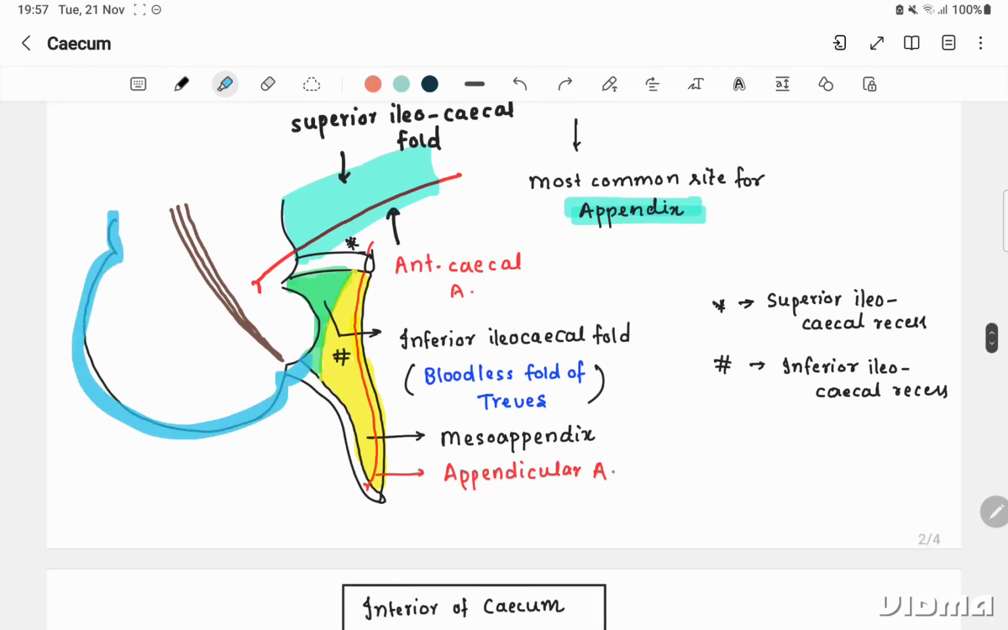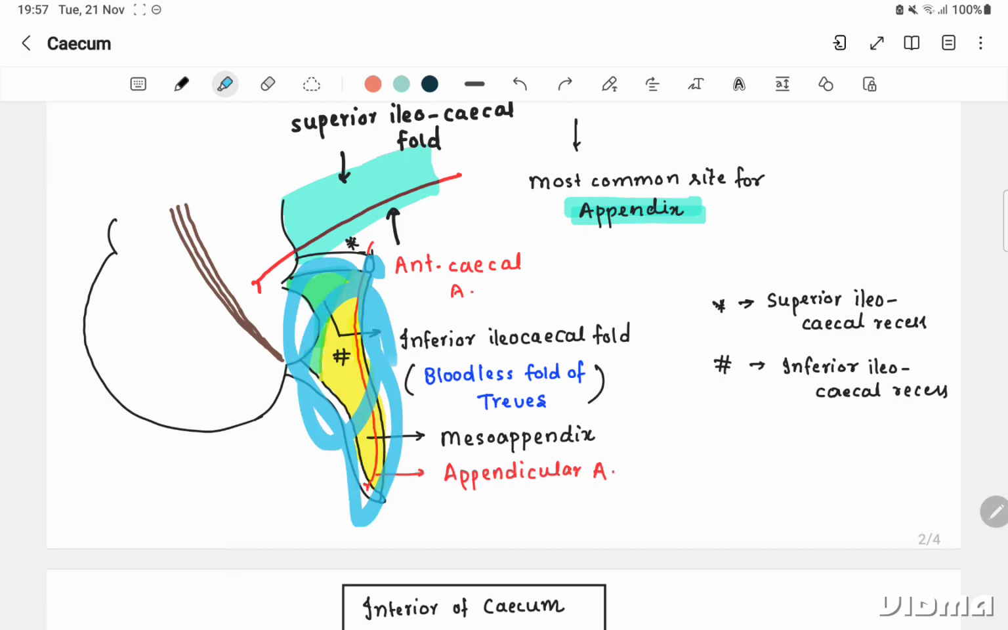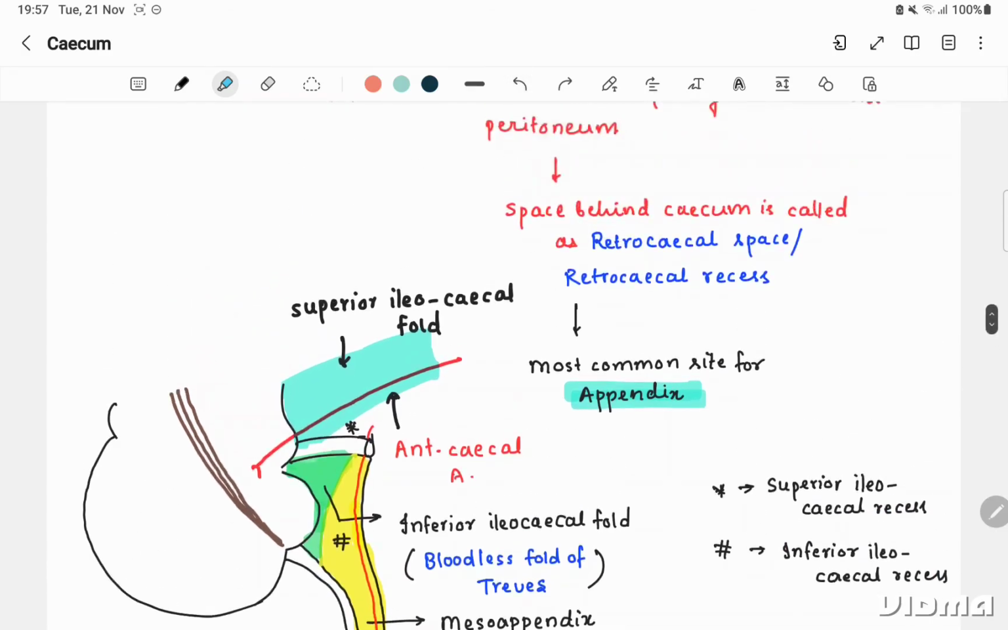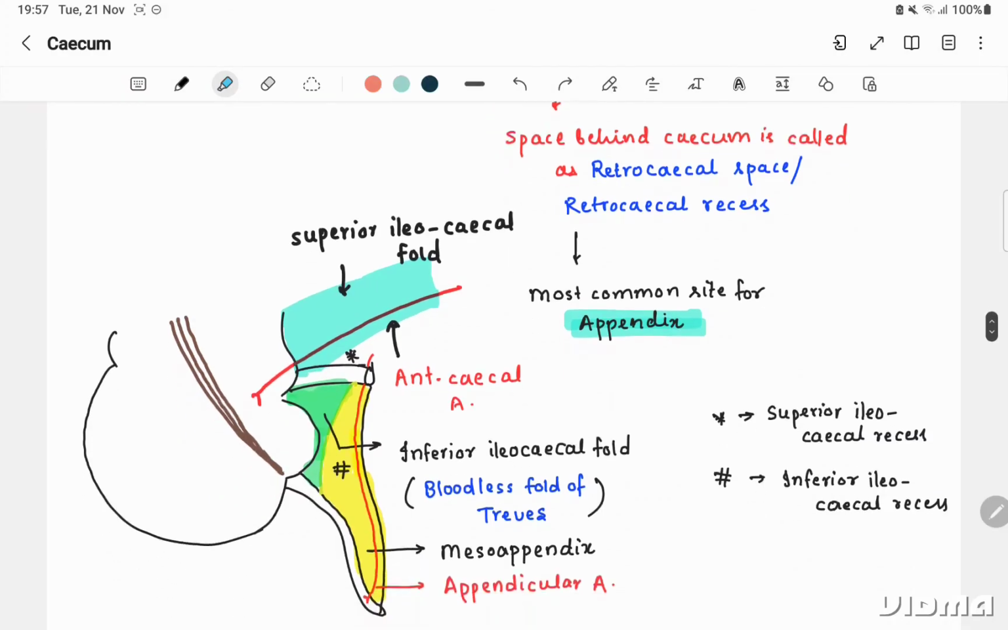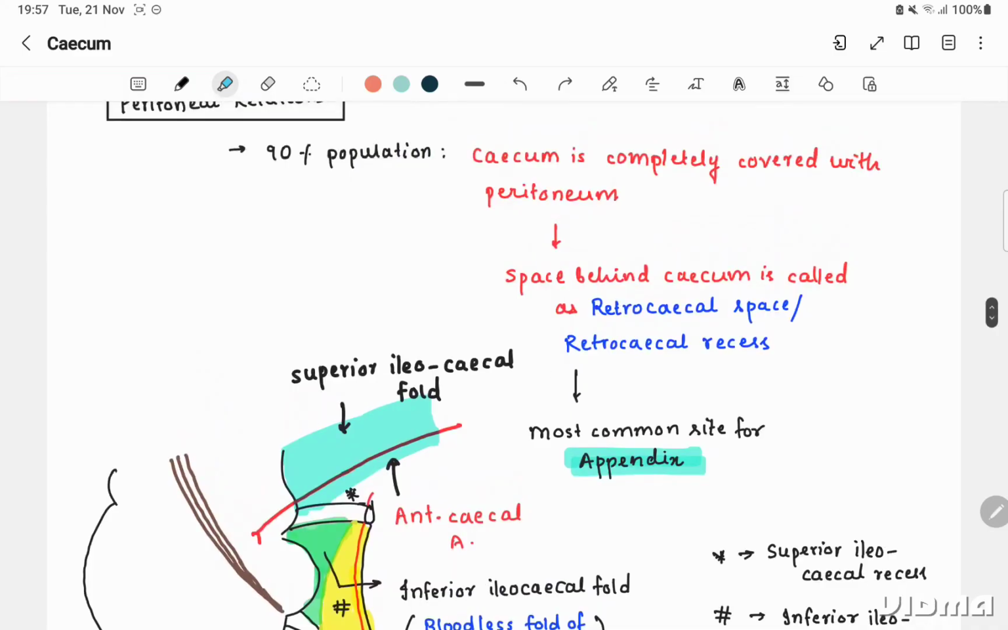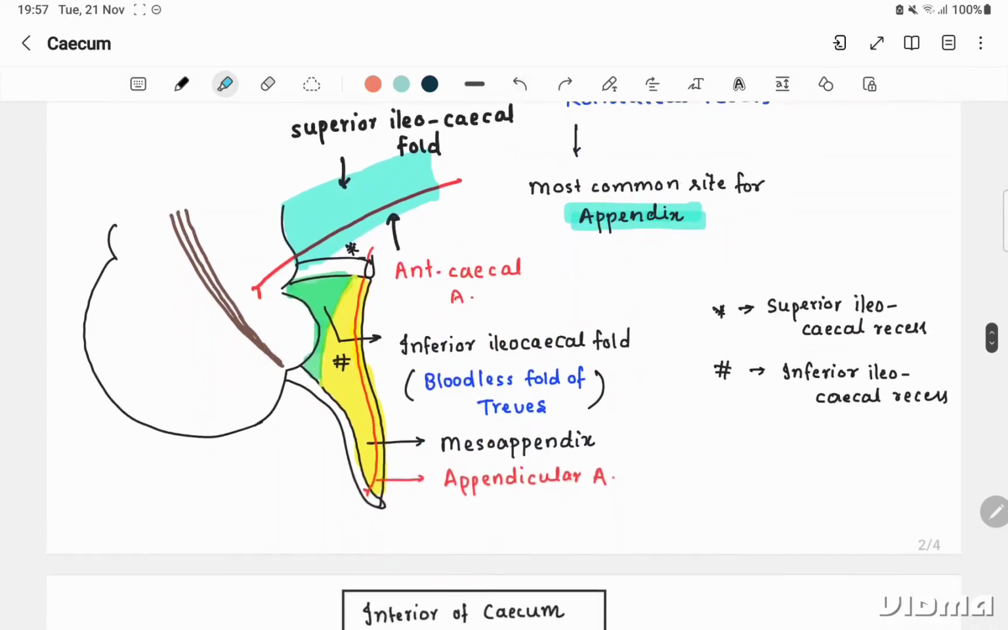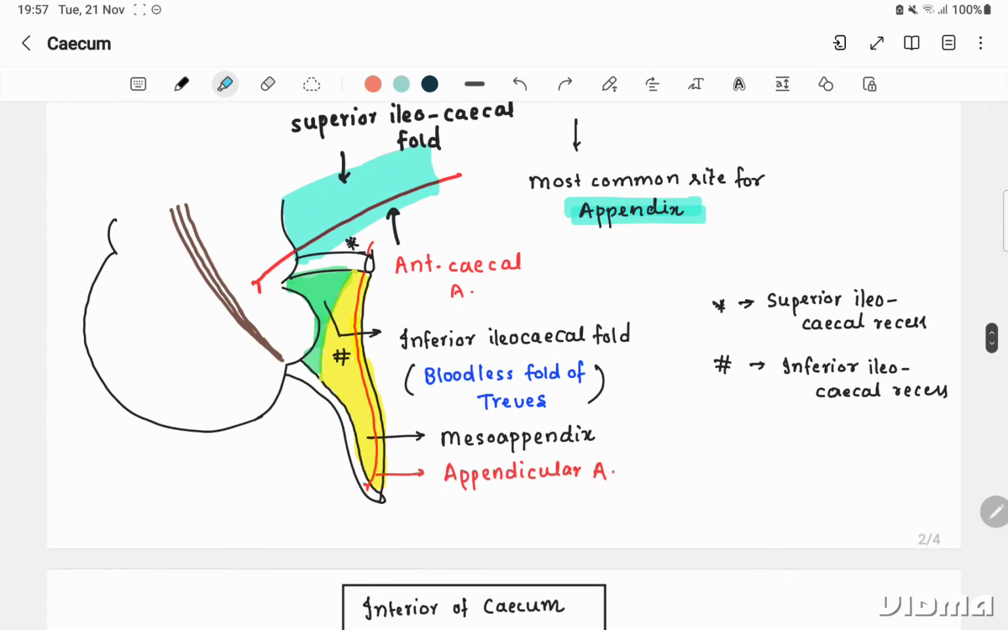So let's talk about this. This is a cecum, this is a terminal ileum, and this is a vermiform appendix. So this fold, this whole space, is called the inferior ileocecal recess. This whole space, from this part, is called your superior ileocecal recess. So this ileocecal recess or retrocecal recess, let's talk about this.